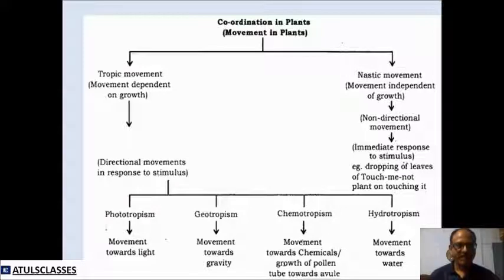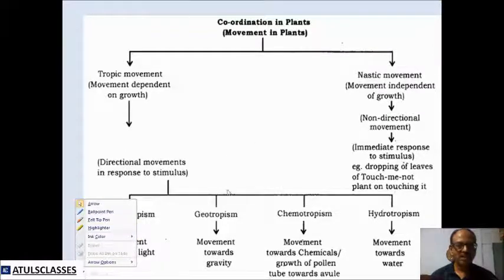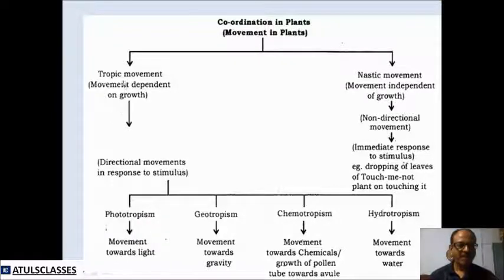The movements are of two types. One, the movement that is dependent on growth, and another movement that is independent of growth. The movement that is dependent on growth is called the tropic movement, and the one that is independent of growth is called the nastic movements. Both these movements have their different characteristics.